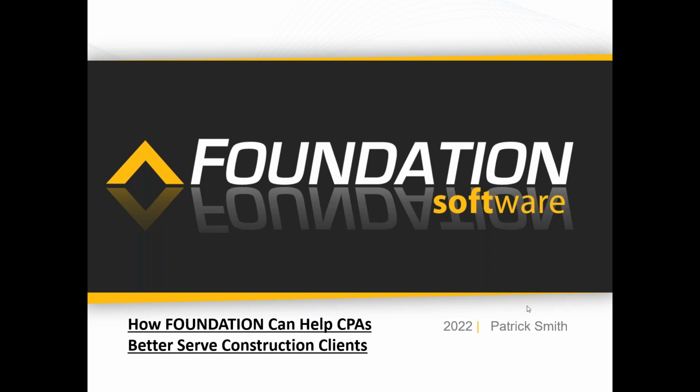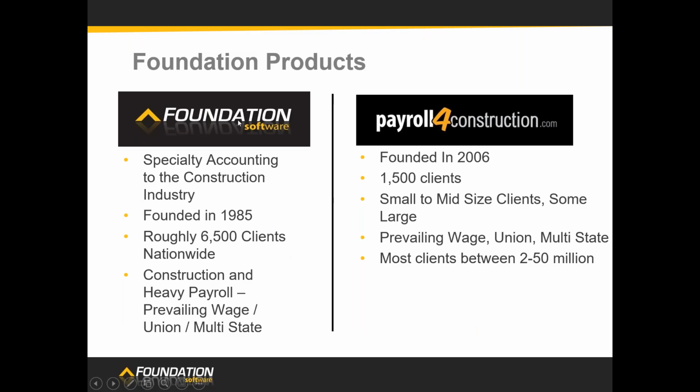So again, my name is Patrick. I've been here at Foundation for almost just over 22 years, and you'll see here a little info on our company. So really two sides to Foundation. We've got Foundation software, which is the main area of Foundation. So it's accounting software designed for the construction industry. You can see here, founded in 1985. We've got about 6,500 clients nationwide. We only work construction. It's all we do. It's all we've ever done. You can see we cater to heavy payroll. We like prevailing wage, union, multi-state payroll.